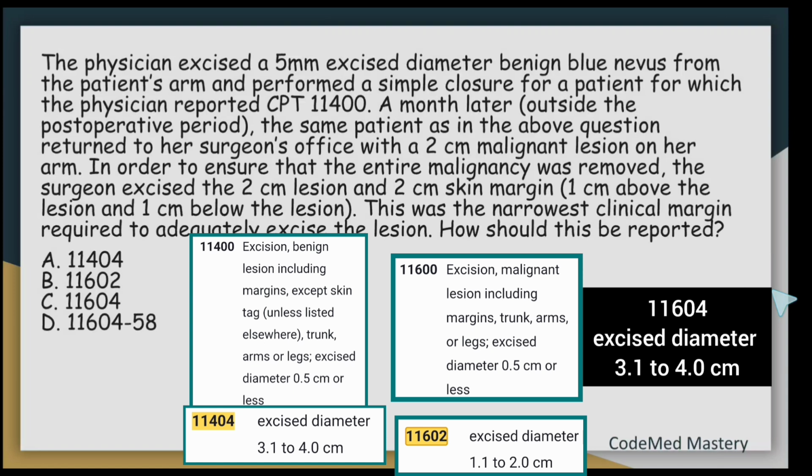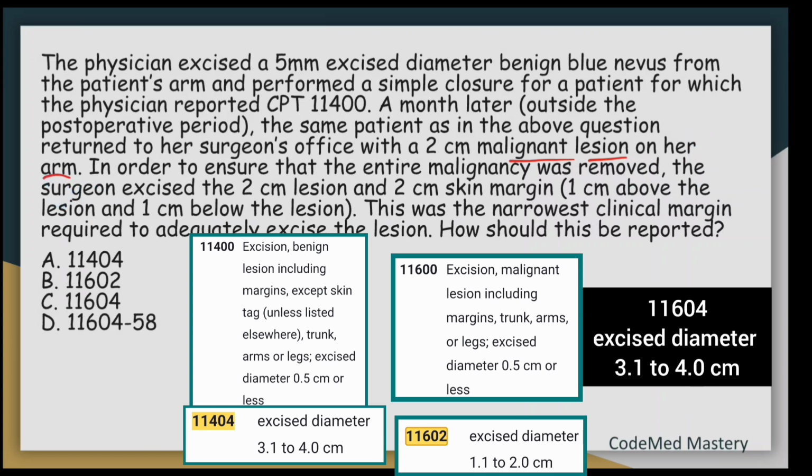The right code is 11604 because that is for excision of malignant lesion and the excise diameter is 3.1 to 4 cm. So here the lesion is malignant, right? They have mentioned a month later, the same patient as in the above question returned to the surgeon's office with the 2 cm malignant lesion. And the malignant lesion is on her arm.